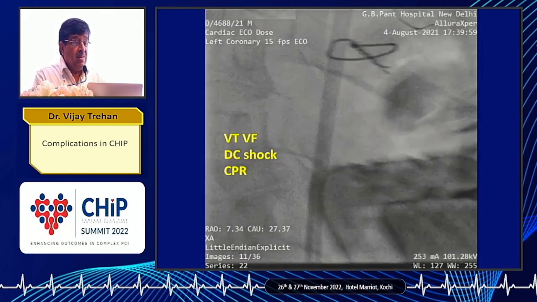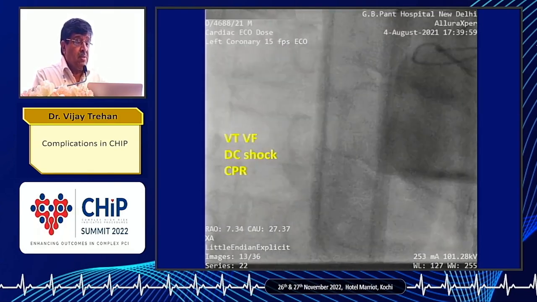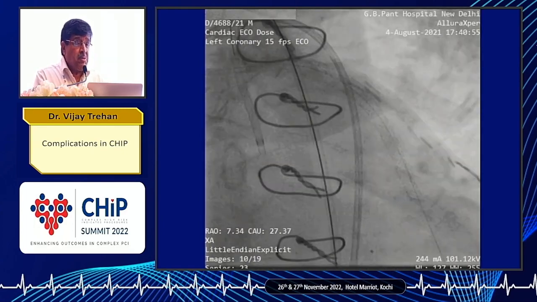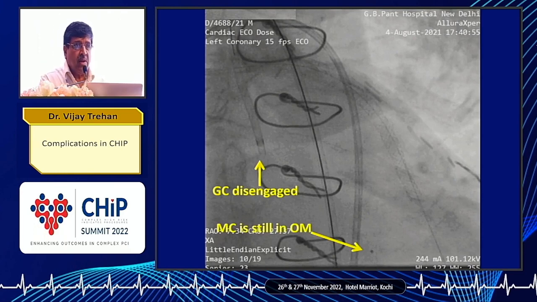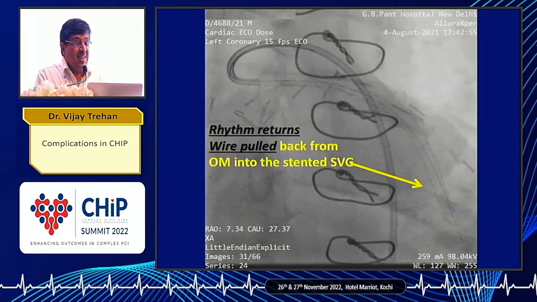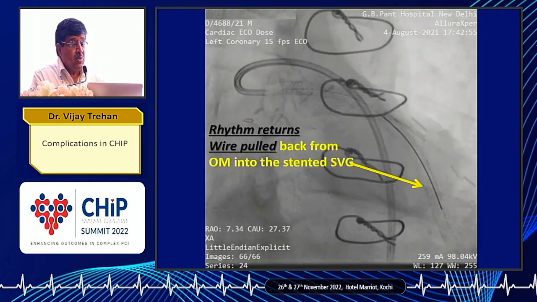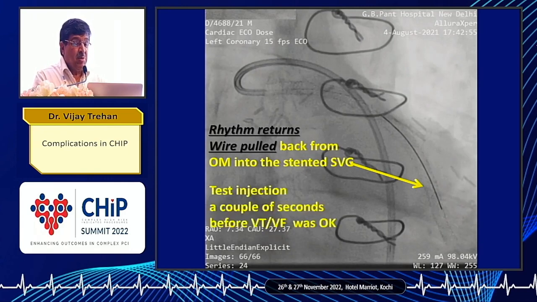So with that wisdom, the quick response was DC shock and CPR, and the second response is kick the guiding out. It is kicked out. But because I had a lot of difficulty in intubating that small OM with an osteal stenosis, I thought, leave the microcatheter there, because the microcatheter is unlikely to produce any obstruction in that sizable left main circumflex. So again I am trying to think what is wrong, and the rhythm returned back to normal, and the first thing which I did was I just pulled the wire back from the OM into the vein graft.